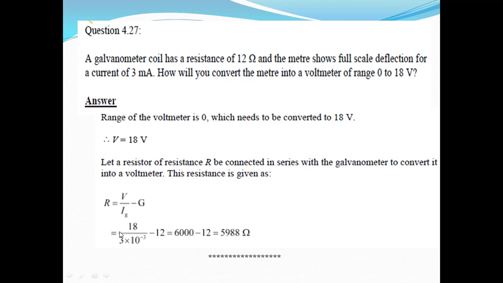So the formula is V by Ig minus G. V is the range which we need for the voltmeter. Ig is the milliampere current that is flowing, and capital G is the resistance of the galvanometer coil. So you have to work the first part, V by Ig first, get an answer and then subtract 12 and you will get your answer to be 5988 ohms.